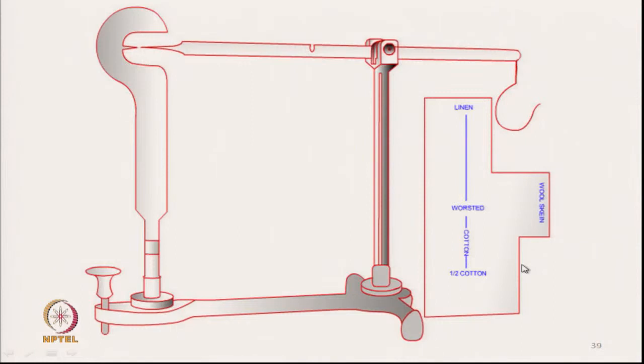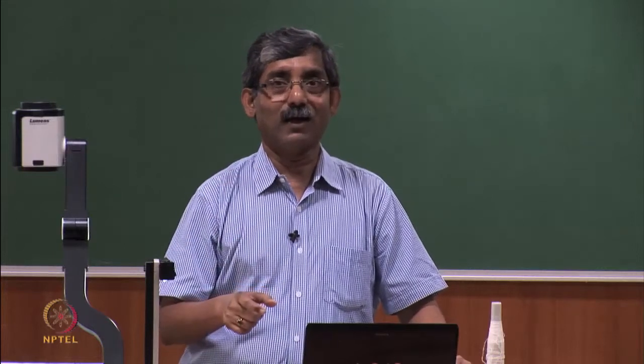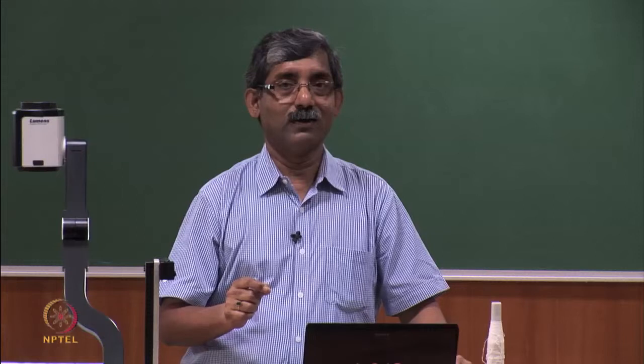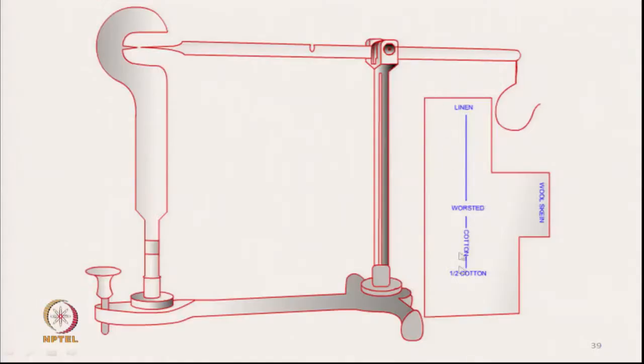So, different for different counts. If we want to get the yarn number for a particular count system, we have to use this template, and then according to the size of the template, we have to cut the fabric. We may first mark the length, then cut the fabric. After cutting the fabric, we have to carefully take out the threads.